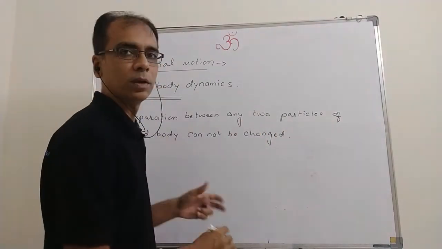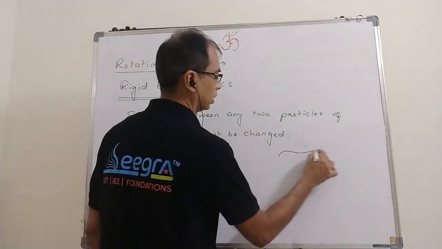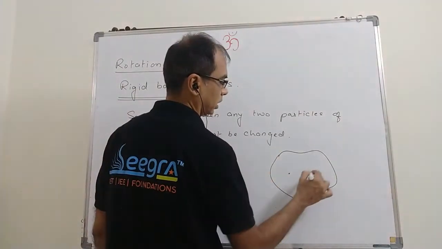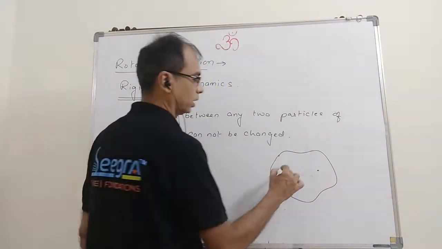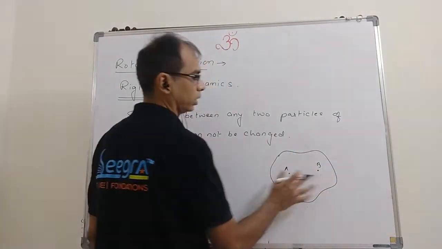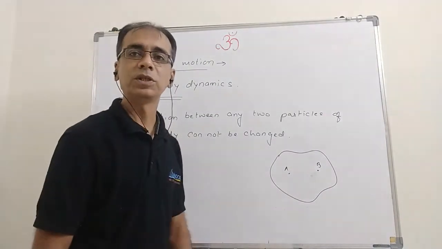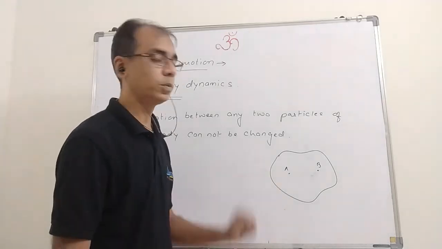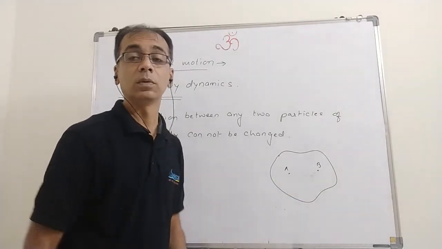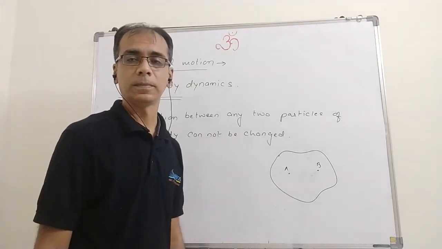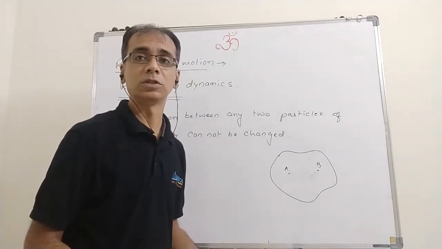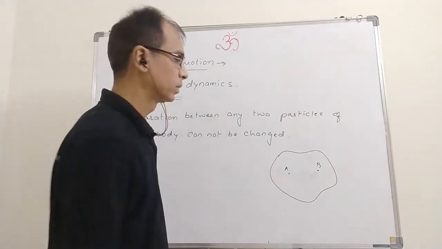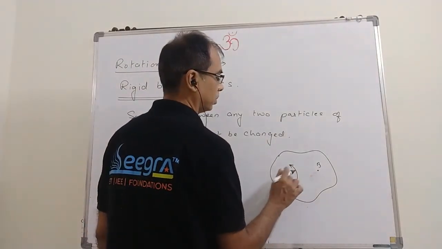Now suppose that I make one body, arbitrary, anything I can make like this. And I choose this point here, and this point: point A and point B. This is a rigid body, so the separation cannot be changed. With respect to point A, what kind of motion can B do when the distance between them cannot be changed? Only one motion is possible: circular motion. B can only perform circular motion about A.